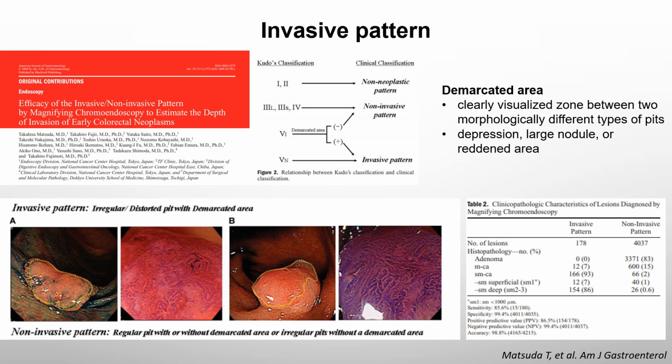Definition of invasive pattern is a clearly visualized zone between two morphologically different types of pit, for example, depression, large nodule, or redness area. The region with 5I invasive pattern is diagnosed as deep submucosal invasion. A has demarcated area and depression, irregular, distorted pit. B has demarcated area and redness area, irregular, distorted pit.